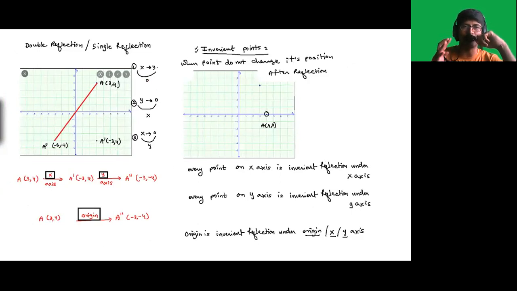Now we will do a few sums based on this concept. Reflection under x-axis, under y-axis, under origin, double reflection or single reflection, and what is the invariant point. That's all the concept, guys. And now the four-marker, one standard question I have always seen in your board paper, guys. So how to do that? Let's start doing that question. Then you'll understand.